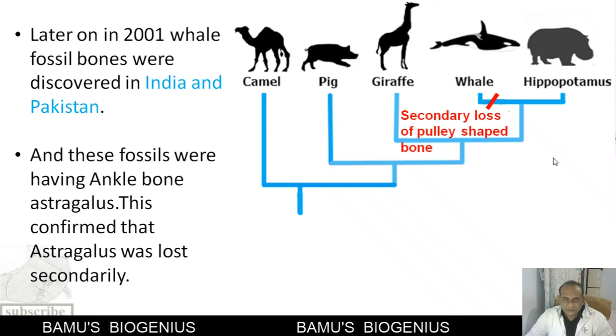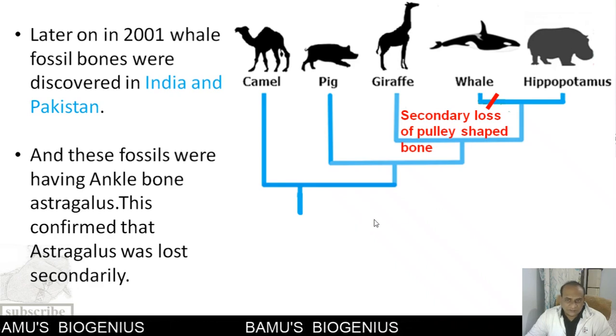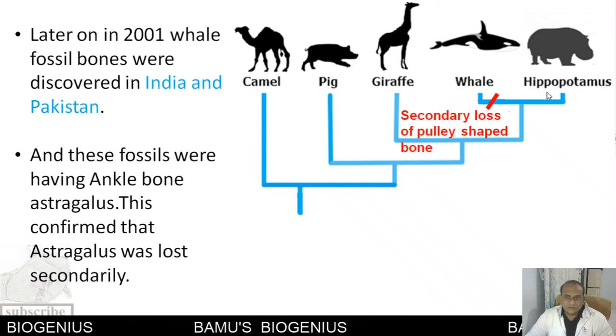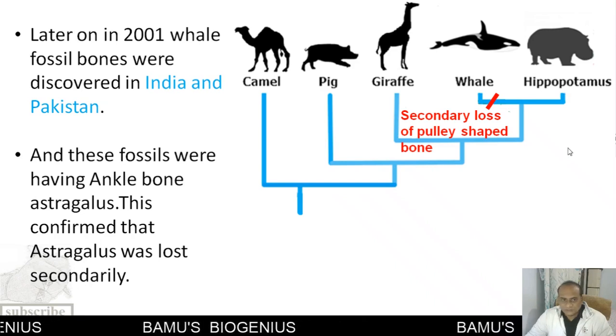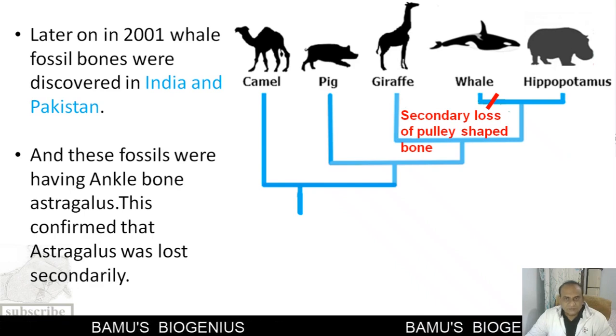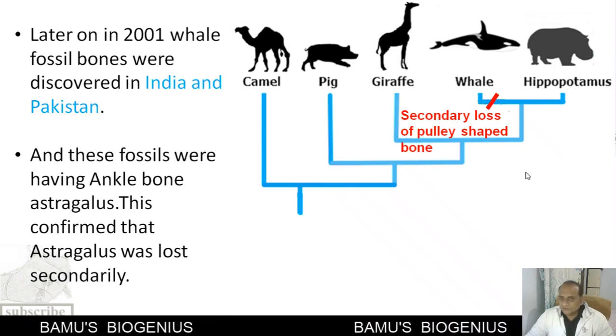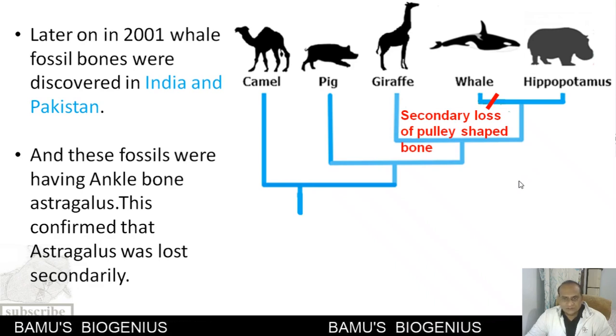And this is how the cladogram was again revised, and it confirmed the position of whales alongside the hippopotamus. So this is how cladistics is very helpful in predicting the position of organisms in a taxonomy.